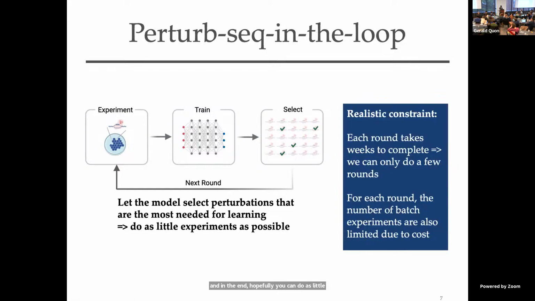And of course, it comes with some realistic constraints. For example, each round takes weeks to complete, so we can only do very few rounds. Also, for each round, the number of experiments in a batch is pretty limited because, as I mentioned, Perturb-seq is very expensive.